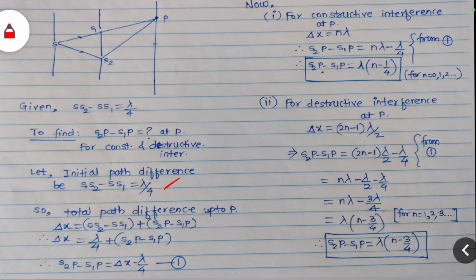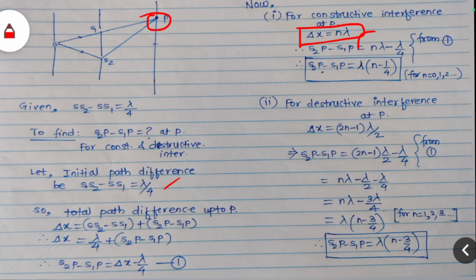Now it is different for different phenomena. For constructive it is different, for destructive it is different. So if I am taking this point P as a point for formation of constructive interference or destructive interference, then for constructive interference I know that the path difference is given by n lambda. Yes or no? n lambda. Now what is delta x? Delta x is n lambda. Fine. Now from equation number 1, S2P minus S1P can be written as, in place of delta x, I will put the value n lambda.